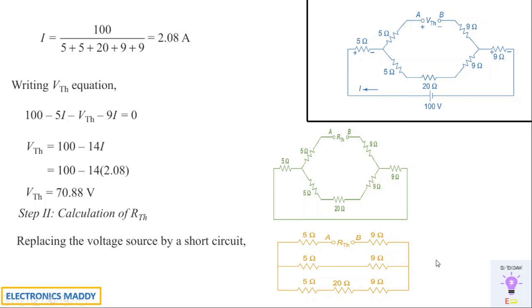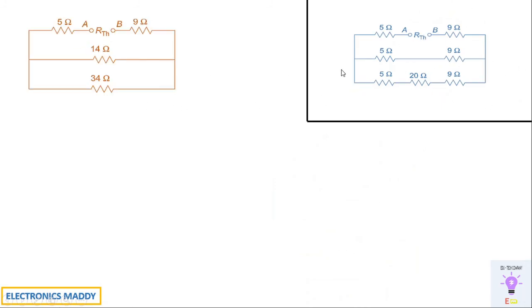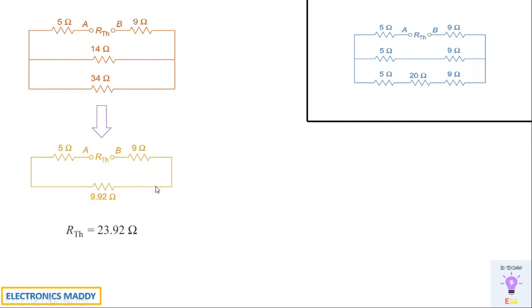So once you arrive at this point, you will be able to solve it easily. I've written the circuit just for your reference at this point. So I'll be reducing this further. That is 5 ohm and 9 ohm are connected in series, I'm adding them up. 5 ohm, 20 ohm, 9 ohm are connected in series, I will again add them up. So you'll be arriving at this point. Now looking at this, all of them are connected in series. You'll be adding them up with respect to terminals AB. You'll be getting RTH as 23.92.